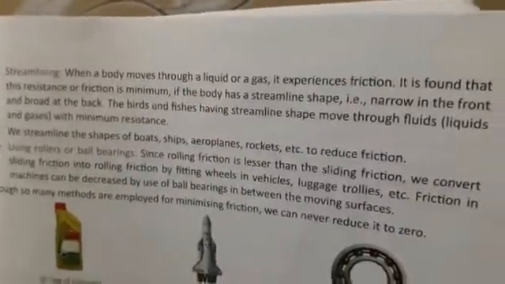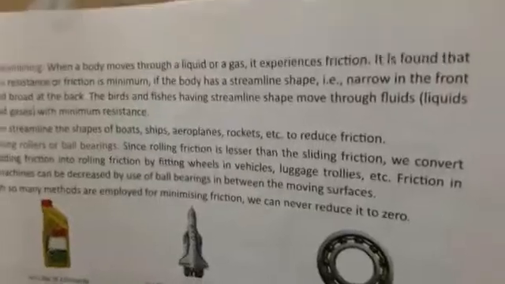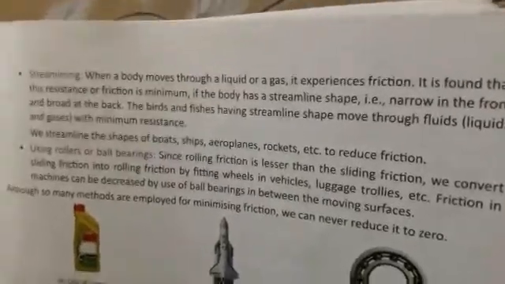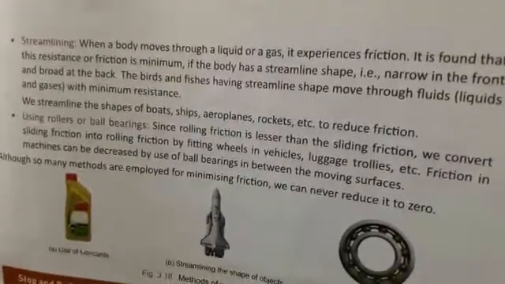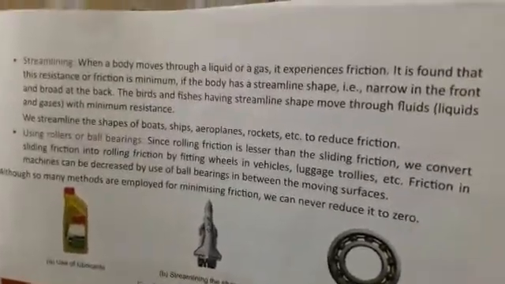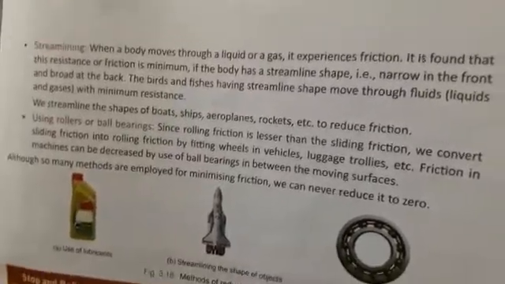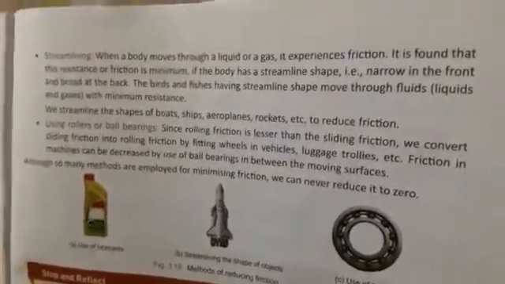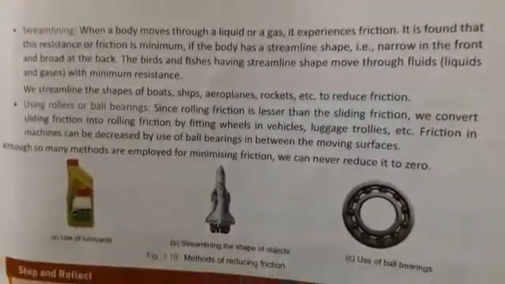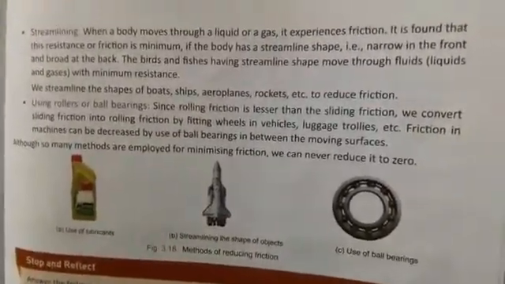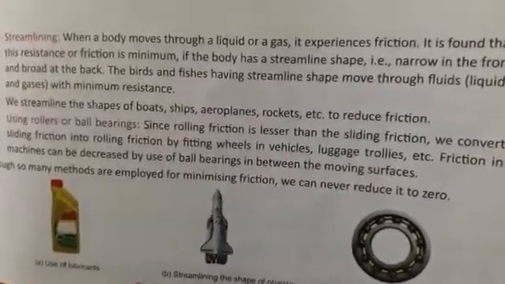When a body moves through a liquid or a gas, it experiences friction. It is found that this resistance or friction is minimum if the body has a streamlined shape, that means narrow in the front and broad at the back. Birds and fishes having a streamlined shape move through liquids and gases with minimum resistance. We streamline the shape of a boat, ship, aeroplane, rocket, etc.